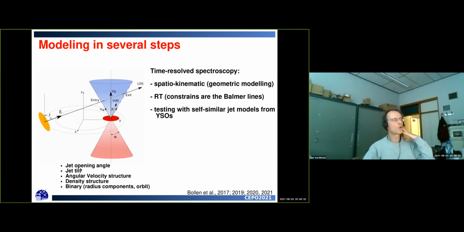It is dependent on the jet opening angle, the jet tilt, the angular velocity structure, which means how the velocity changes with angle, the density structure, and of course the binary components. We then did some radiative transfer in order to show the physical expansion of that. So what is the typical mass loss that we find for the jets? The next step, or the next sophistication, is that we used models for jets in young stellar objects in order to see what those MHD jets would imply if we have such a jet in our systems.